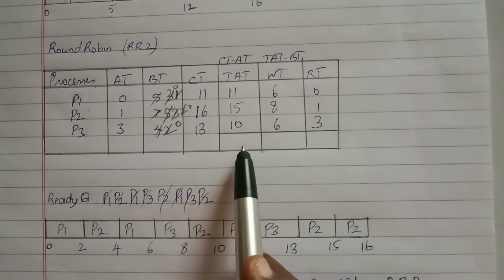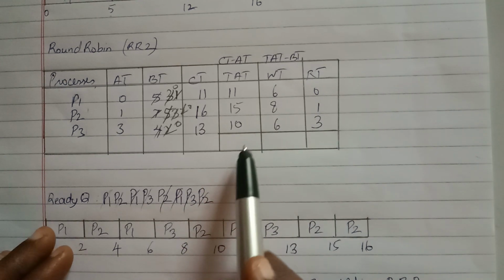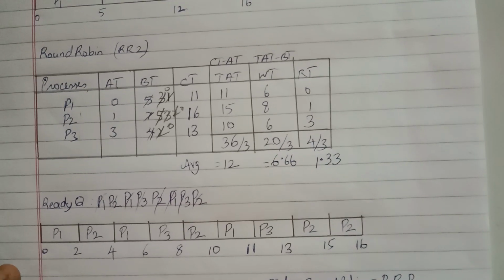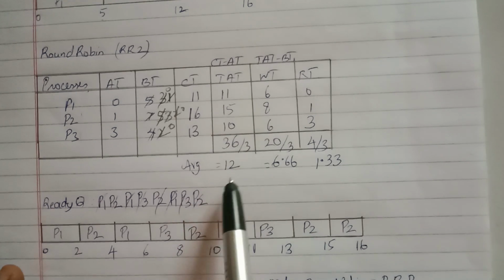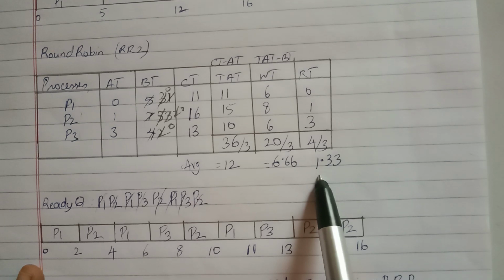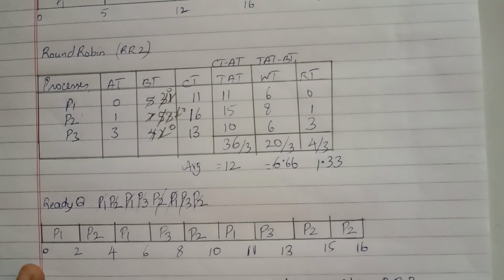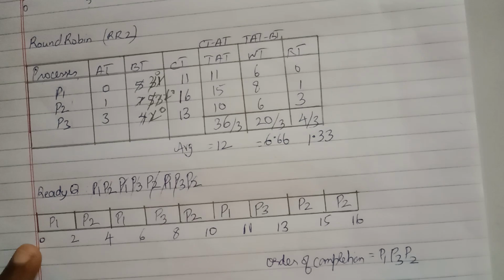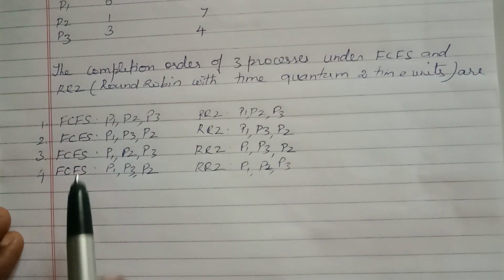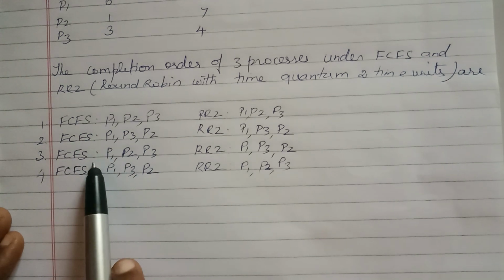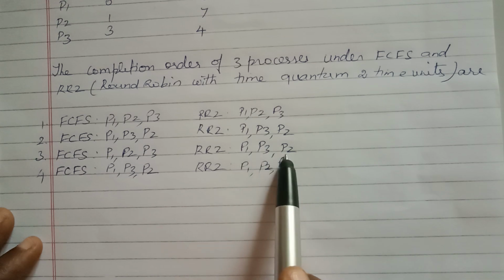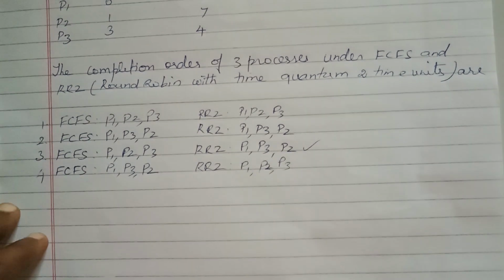Next, if you want to find the average values, you have to add these and divide by 3, the number of processes. So the average turnaround time will be 12, the average waiting time will be 6.66, and average response time is 1.33. So here the order of completion is P1, P3 and P2. Hence the solution to this problem is the third option, that is first come first serve, the order is P1, P2, P3, and round robin 2 is P1, P3 and P2. So this is the correct answer.